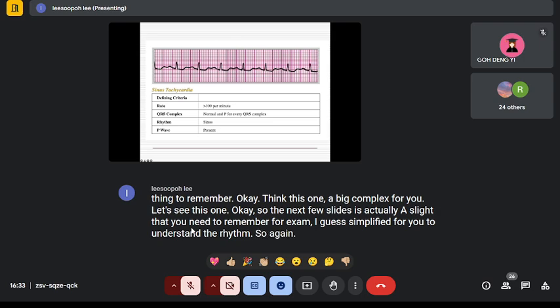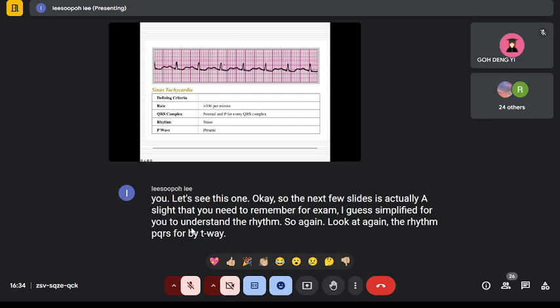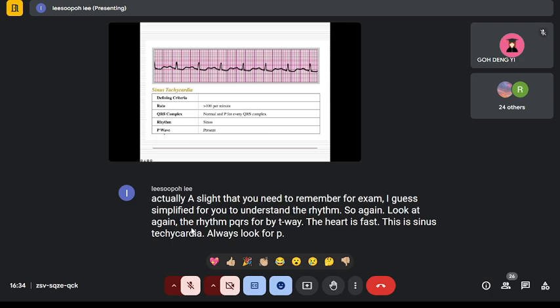So again, look at again the rhythm P, Q, R, S followed by a T wave. The heart rate is fast. This is sinus tachycardia. Always look for a P wave. When you see P wave, this is P.